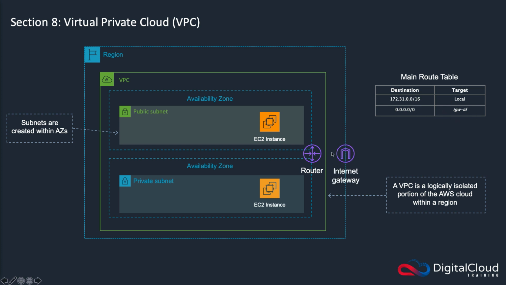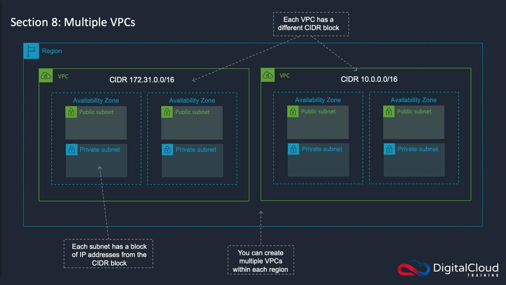So an internet gateway is attached to a VPC, but it kind of sits at the edge of your region because it is the gateway to the internet itself. So all traffic going in and out from the internet to your VPC and out again has to go via the internet gateway. So you can have multiple VPCs.